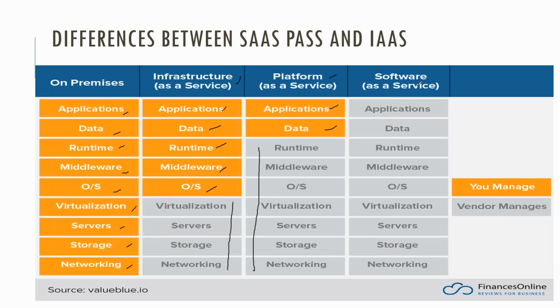Whereas there is one more model called software as a service. When it comes to software as a service, everything will be maintained by the cloud vendor only: networking, storage, servers, virtualization, operating systems, middleware, runtime, and data and application. So if you see, everything is maintained by the provider, so your job is just to use it. We'll see some examples.